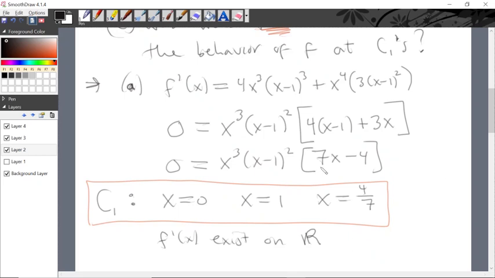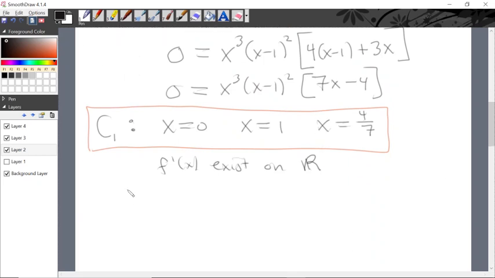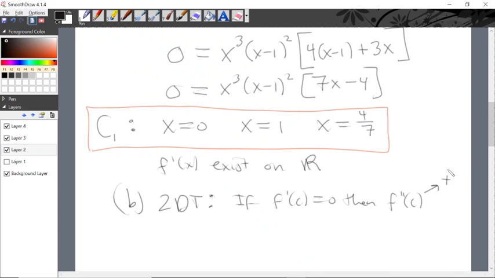Now, part B said to find out what the second derivative test tells us. It tells us, well, if we have f prime of c equal to 0, then we want to check f double prime of c. If f double prime of c is positive, then that means the shape of the curve there would be concave up, and therefore we would have a local minimum.